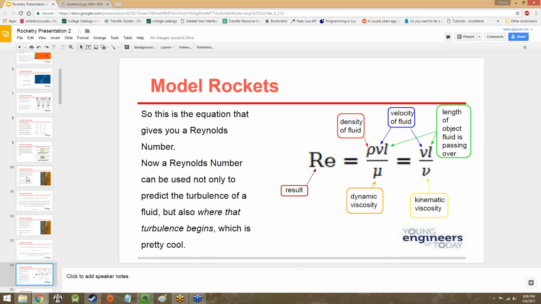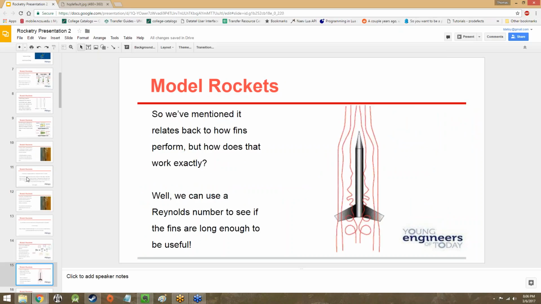Then we looked at how a Reynolds number was calculated, and it has to do with the density of the fluid versus how fast it's moving, and the viscosity of the fluid and things like that. And we can use it to not only predict the turbulence of a fluid, but also where that turbulence begins. The reason why that's important is because fins, just by their very design and nature, do better with higher Reynolds numbers. They have more control in areas with higher Reynolds numbers. And because of how rockets are structured and because physics are a thing, Reynolds numbers tend to be pretty low near the body of the rocket because the nose cone is pushing air out of the way, which creates turbulence.